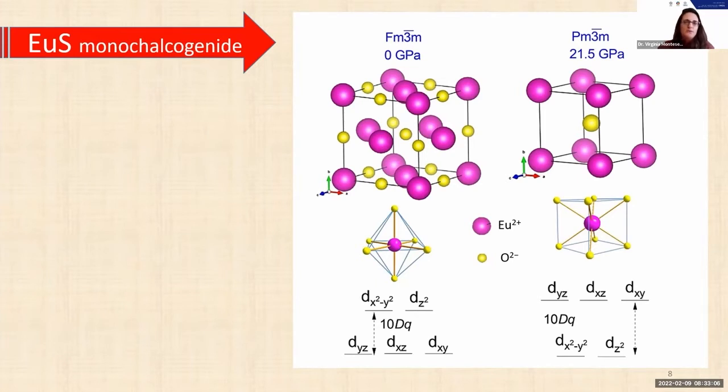Moreover, europium sulphide gave us the opportunity to study europium in different local coordinations, because in this sample there is a structural phase transition above 21 gigapascal. So at lower pressures we can find europium 2+, regular octahedral coordinated, and above 21 gigapascal they are hexahedral coordinated.